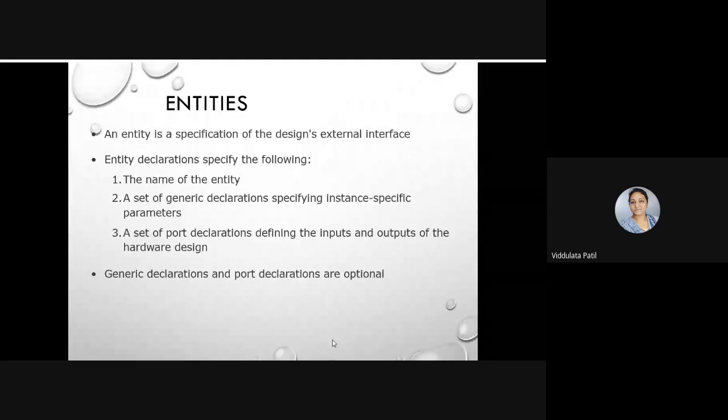So let us see what is meant by entity. Entity is a specification of the design's external interface. So in other words, as I said, here we specify the input pins as well as output pins of that particular IC. So an entity declaration specifies the name of the entity, then a set of generic declarations specifying instance specific parameters, then a set of port declarations defining the inputs as well as outputs of the hardware design.